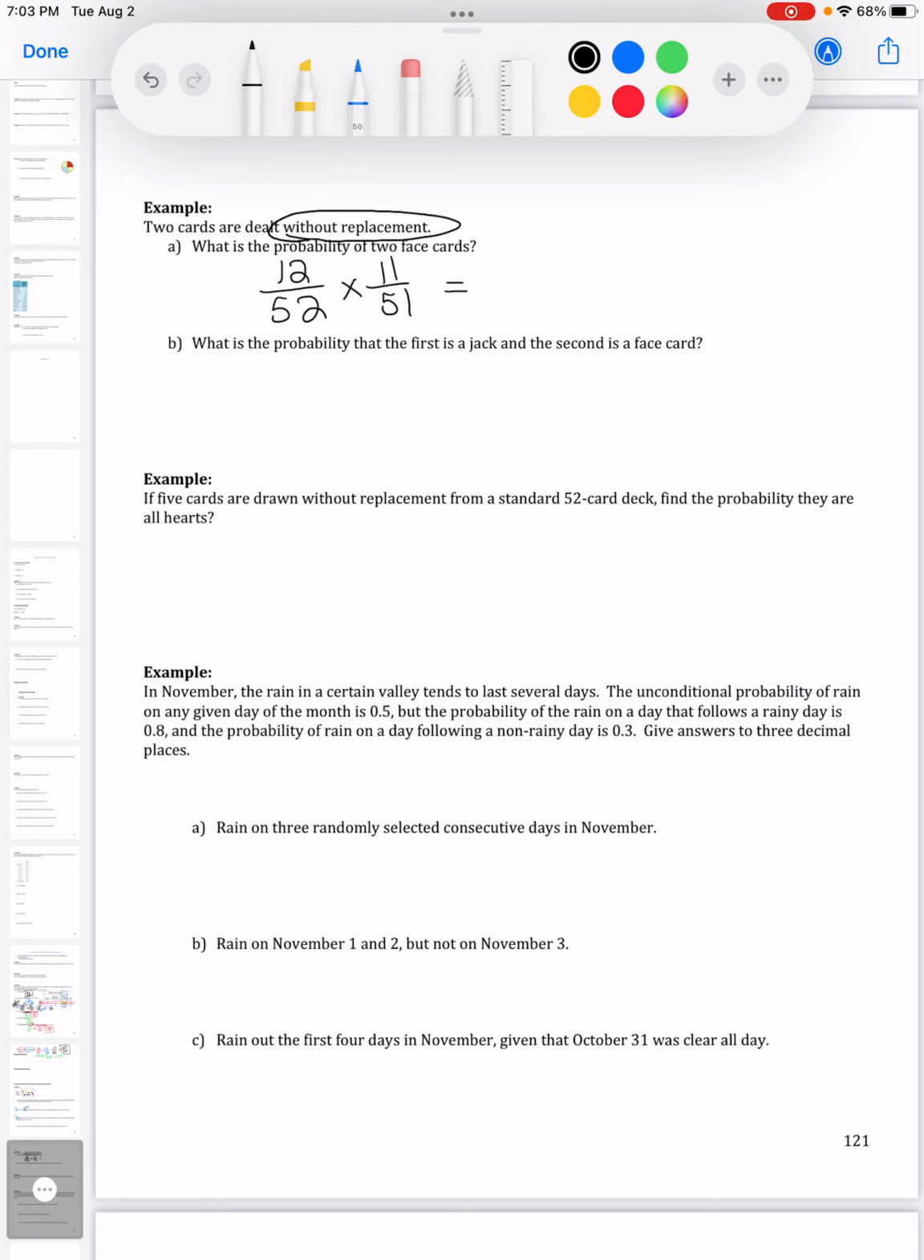We're going to type this in. You can type it in all at once and go ahead and reduce it down, or you can do it in steps. I'll write out that middle step just in case you feel more comfortable with that. But we do want to get down to the final answer of 11 over 221.